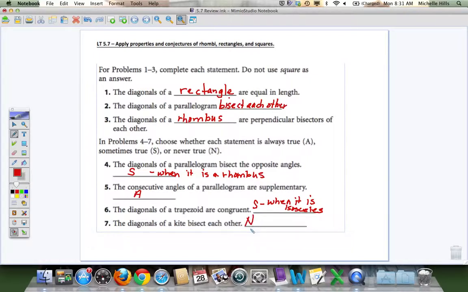Now, some people wanted to put sometimes, because if you think about a kite, one of the diagonals is the perpendicular bisector of the other diagonal all the time. But when you say each other, you're implying that there's a kite out there, at least one kind of kite, where both diagonals bisect. Each diagonal bisects the other diagonal, and that is just not true. If you think that there may be some confusion here, you might write a little note that one does, but the other one does not.